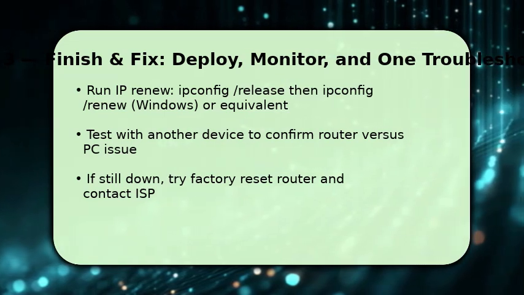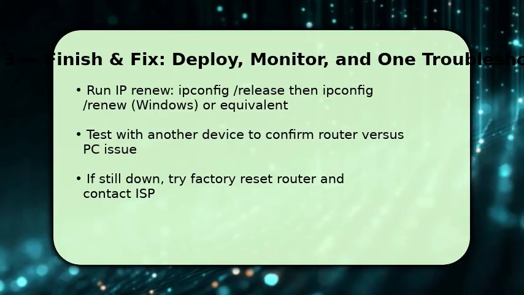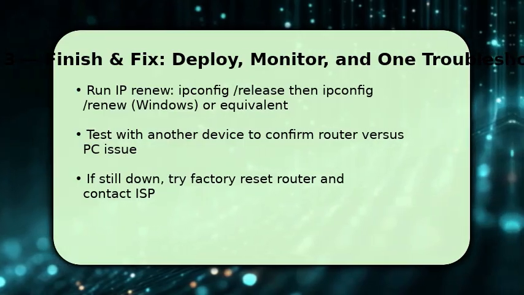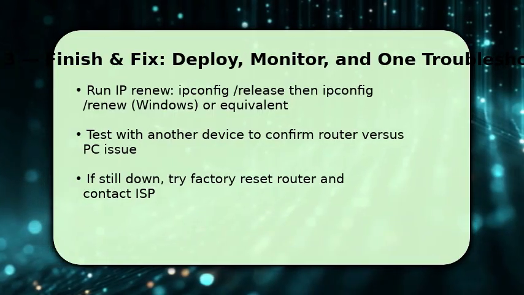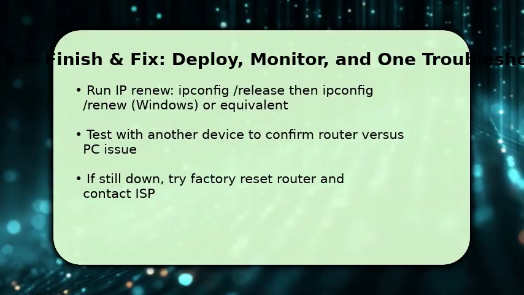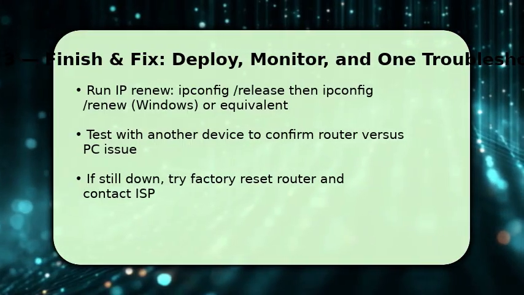Release and renew the IP address on your PC. On Windows, use ipconfig /release, then ipconfig /renew. This resolves lease conflicts. Test the same cable and port with a different device. If that device connects, the issue is local to your original PC.